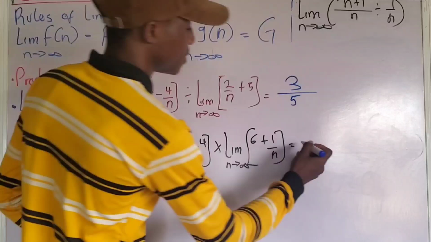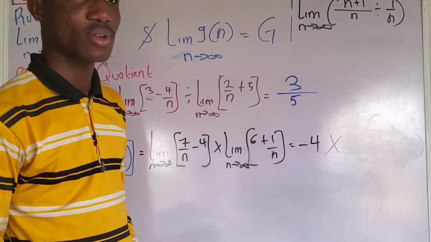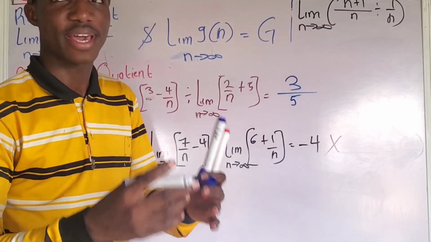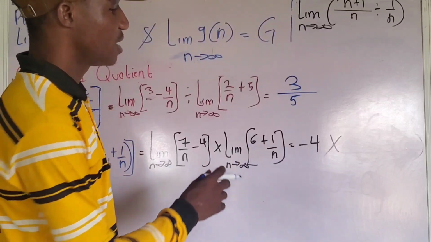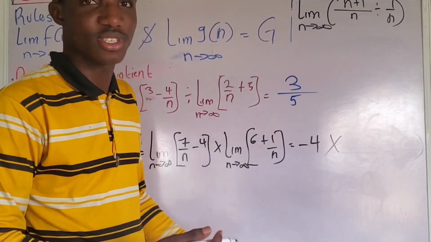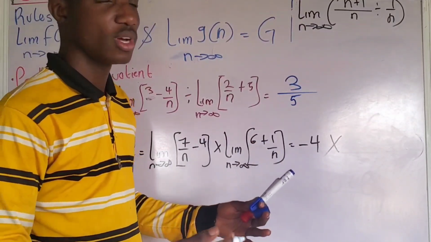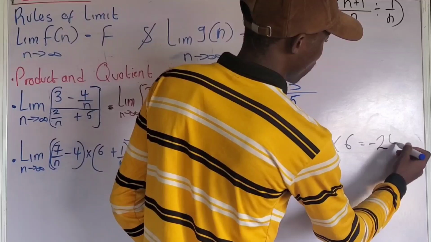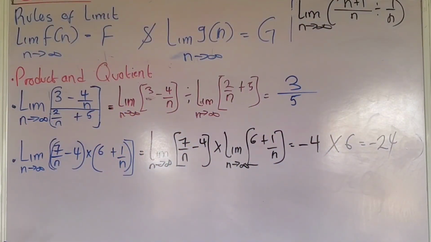So I'm going to have negative 4 multiplied by, now, the limit of 6 plus 1 over n. The limit of 1 over n as n tends to infinity will give us 0. You get what I'm trying to say? Now, 6 doesn't have an n attached to it, so I'm going to have 6 plus 0, that will be 6. So I'm going to have minus 4 times 6, which is minus 24. Hence the limit of this function as n tends to infinity is negative 24.